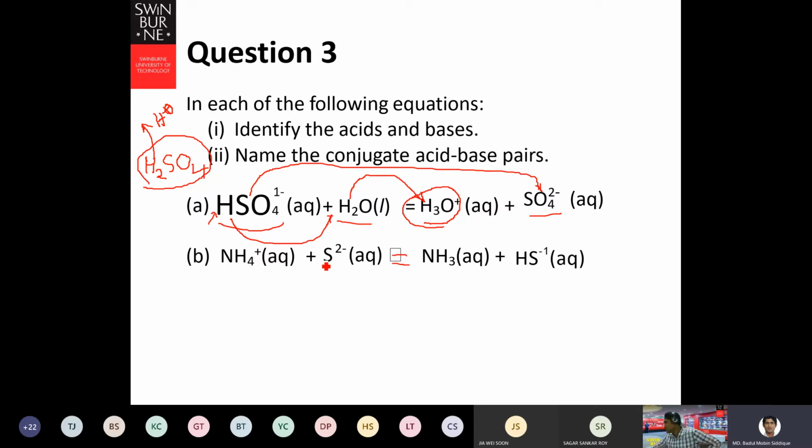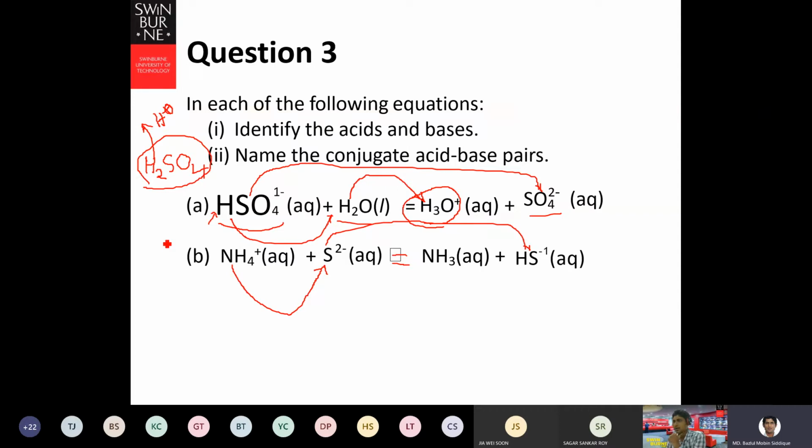It is producing ammonia and hydrogen sulfide, all right? Hydrogen sulfide again. So this ammonium is giving one hydrogen to this sulfide ion, and this sulfide ion is taking the hydrogen and becoming hydrogen sulfide.